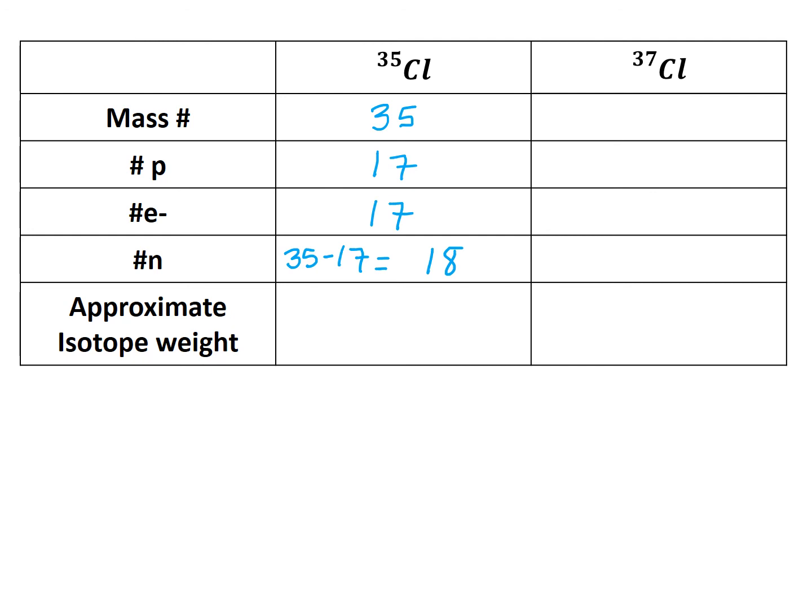And to get the isotope weight, one of the tricks for these is just assuming that the electron weight is negligible. They're so small. Each proton equals 1 AMU, and each neutron equals 1 AMU. And so total we've got 17 protons, 18 neutrons, and so this is going to weigh about 35 AMU. Okay?